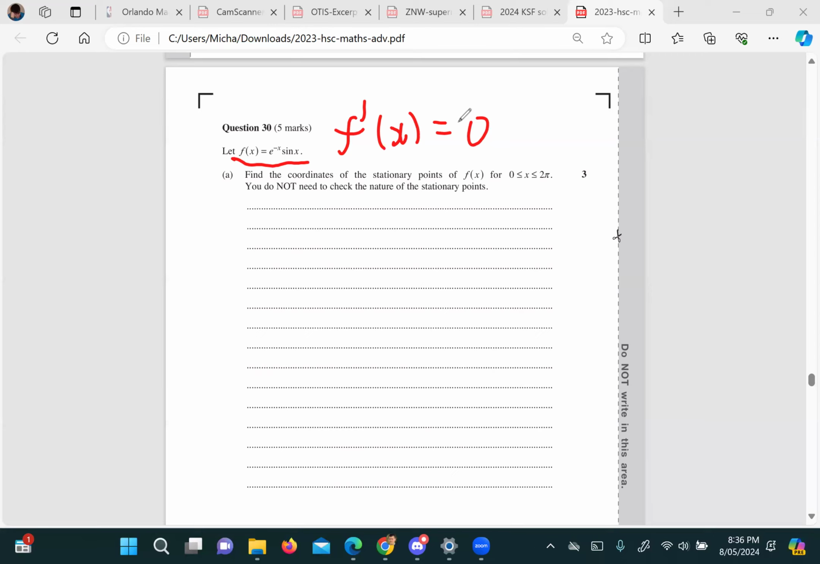So once you know the definition, the rest should be pretty routine. So just apply the definition.